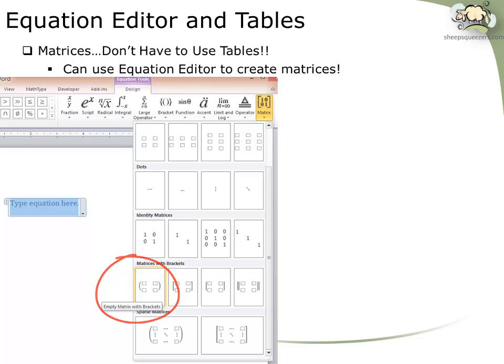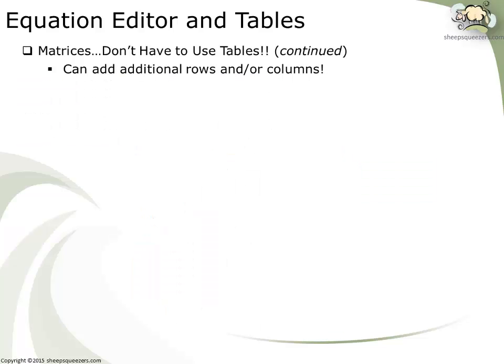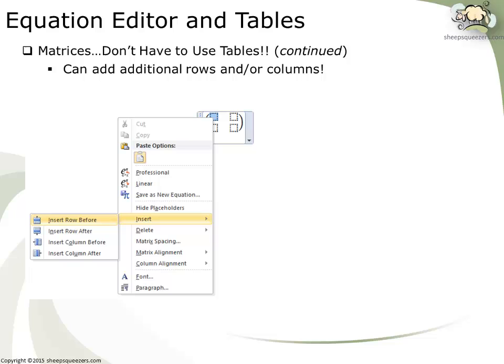If you click on that button, you'll wind up with a very nice 2x2 matrix like that. And then you can just click in every one of those dotted boxes and fill in the numbers that you want. But suppose you don't want 2x2, suppose you want 3x3 or some other size. You can add additional rows and columns to a matrix once it's been created. Once you have a 2x2 matrix, you can click within any one of the dotted boxes, right click, and then select Insert Row Before, or Insert Row After, or Insert Column Before, or Insert Column After.